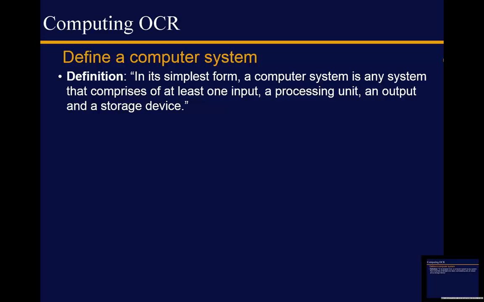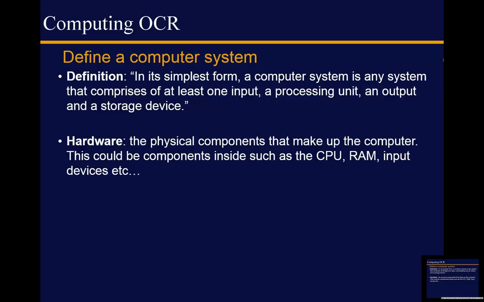In its simplest form, a computer system is any system that comprises of at least one input, a processing unit, an output, and a storage device. Okay, so that's what I think a computer system is. If it has those elements, we define it as a computer system. Now, there are 2 key things you need to remember.